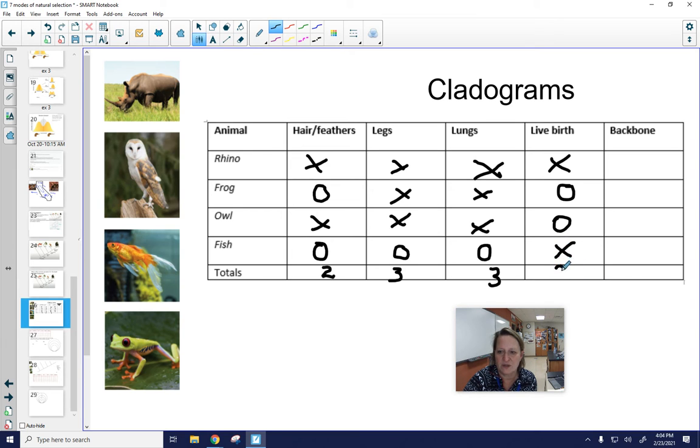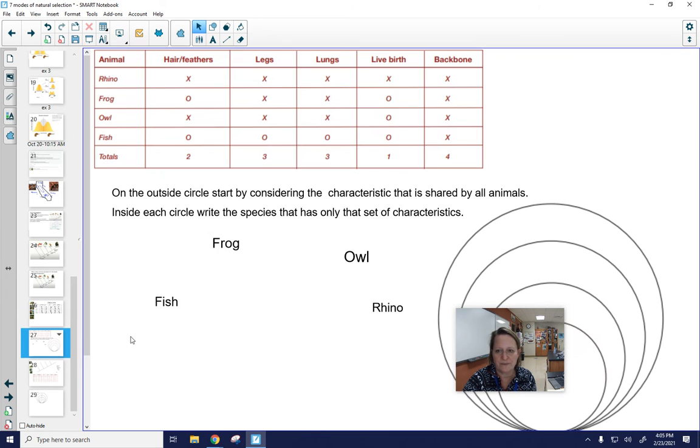So we're going to get 2 creatures that have live birth. And then we're going to look at the trait of a backbone. Rhinos have one, frogs have one, owls have one, and fish have one. So we'll give this a 4. So now we've just looked at what kind of traits these individuals have, and now we're going to do an exercise to try to make sense of this visually.